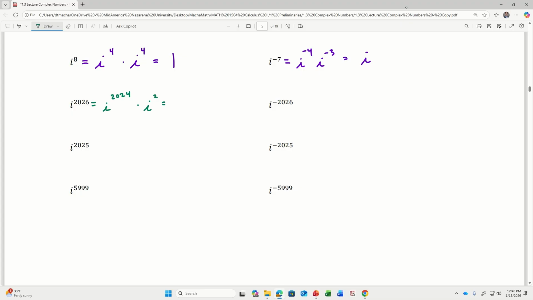Well, 2024 is the same thing as 4 times 506. So i to the power 2024 is the same thing as i to the 4th power, all raised to the power 506, by a little property of exponents, which is 1 to the power 506, which is just 1, and i squared is -1. So the answer is -1.